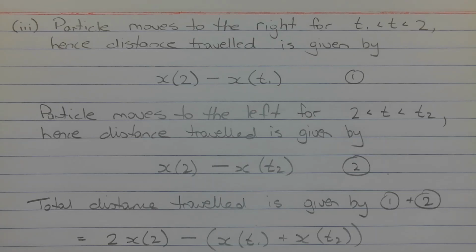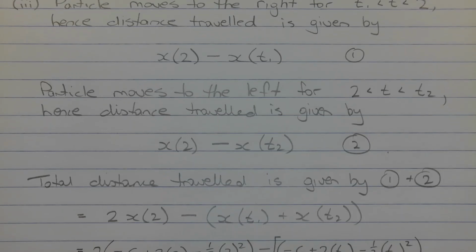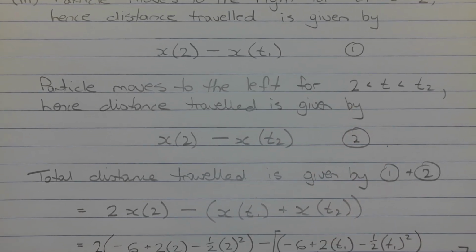Now, after time t equals 2, that is, values of time between 2 and t2, the particle moves to the left. So at time t equals 2, the particle changes direction. Hence, the distance travelled is given by x of 2 minus x of t2, and we call this expression number 2. It's important to note that at time t equals 2, the particle changes direction, and this needs to be taken into account when finding the total distance travelled. So to find the total distance travelled, we add both of these expressions together, expression number 1 and expression number 2.